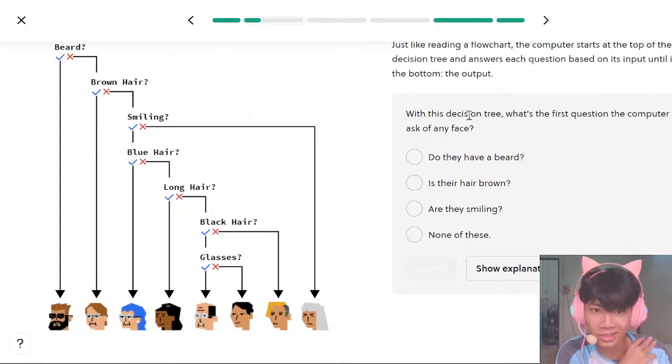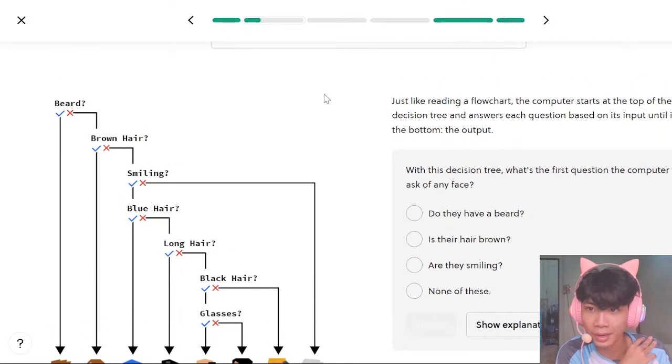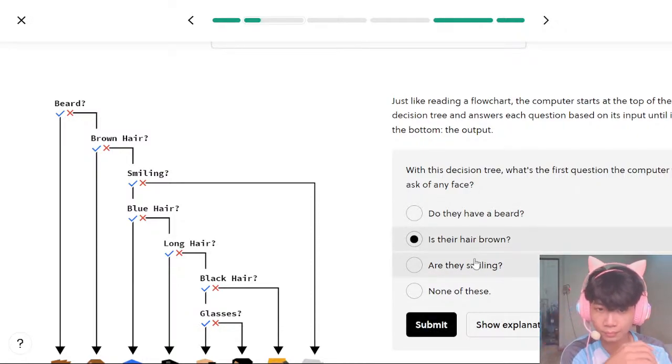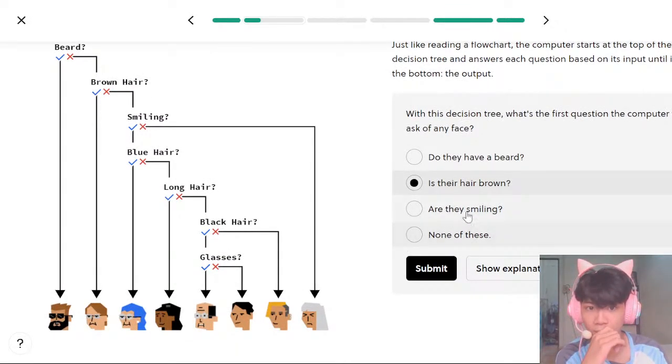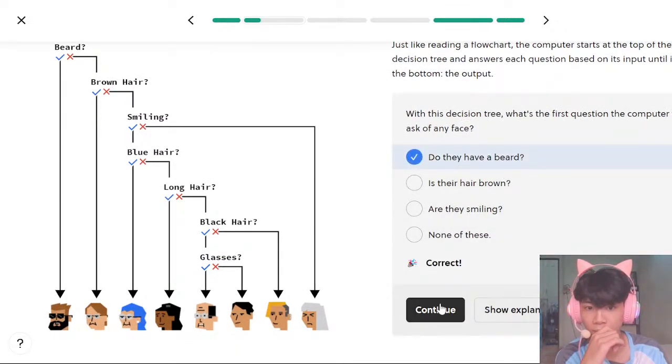So, with this decision tree, what's the first question the computer will ask of any face? Do they have a beard?